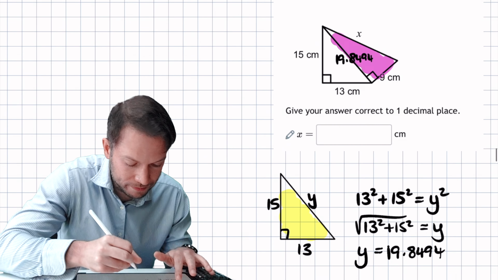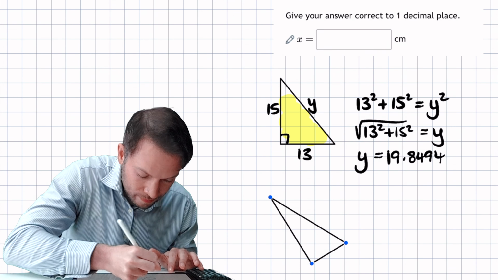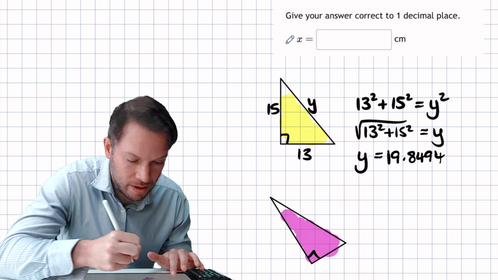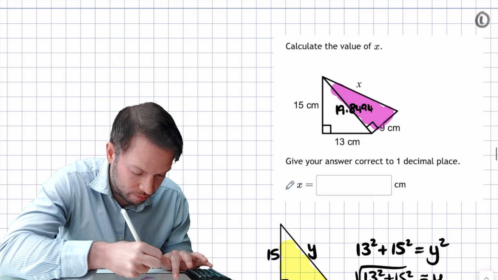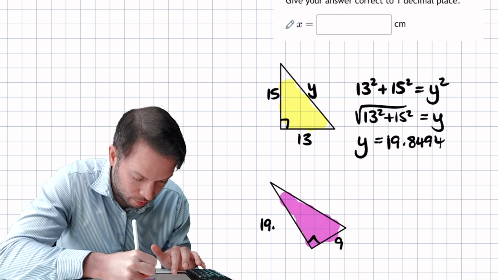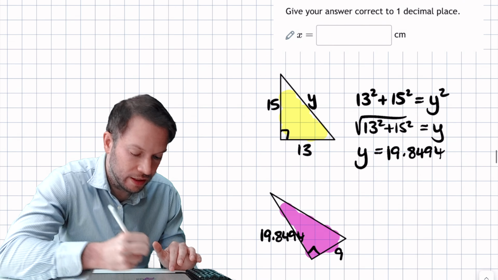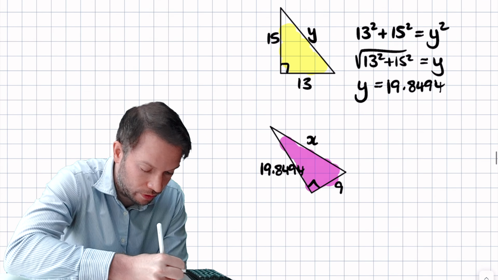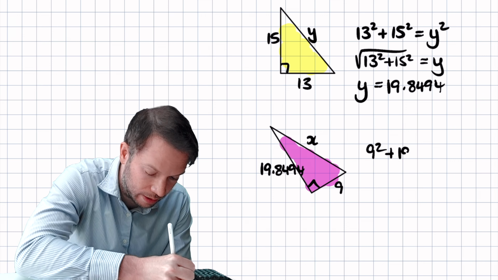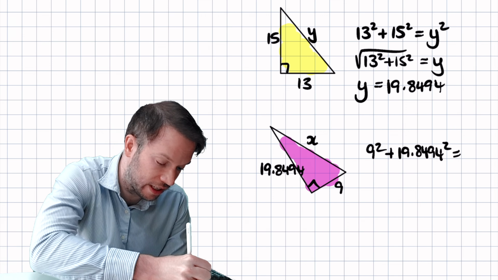So let's draw that one. So this is the purple one. And we've got the 9 on the bottom right, and we've got the 19.8494. And we want to find x. So again, we use Pythagoras theorem. If we do one of the shorter length squared, so 9 squared, plus the other shorter length squared, so 19.8494 squared, that is equal to the hypotenuse squared, which is the x squared.